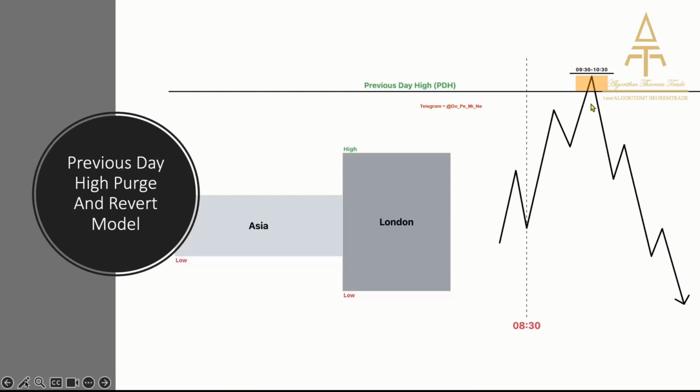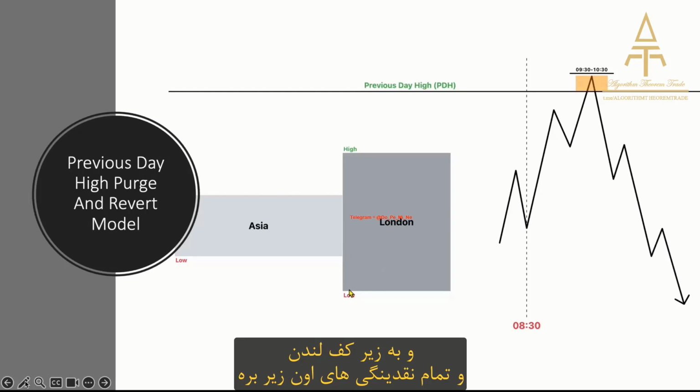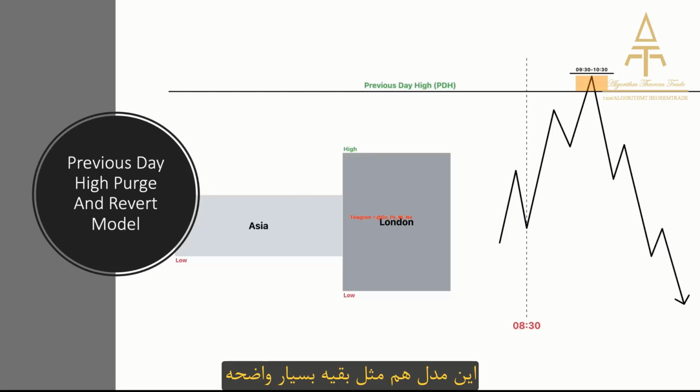and we want to see a smart money reversal occur above that previous day high, and we want to see signs of a change in state of delivery occurring to target sell side liquidity below the London low and below all of the other significant sell side liquidity pools. This model is fairly straightforward, just like the others.